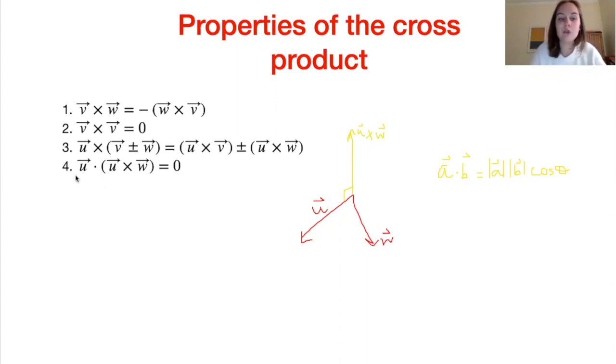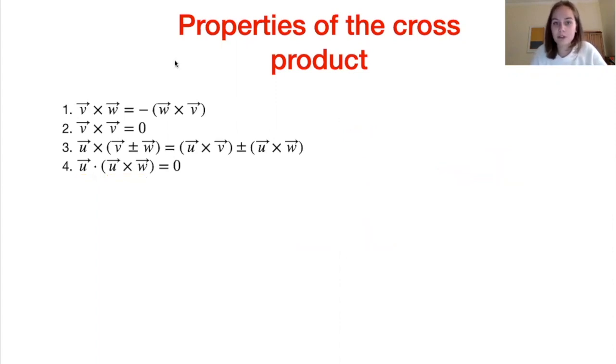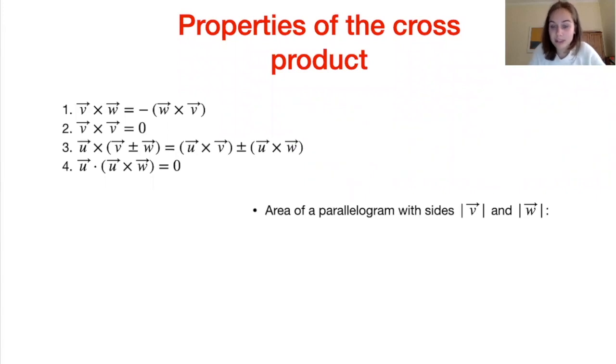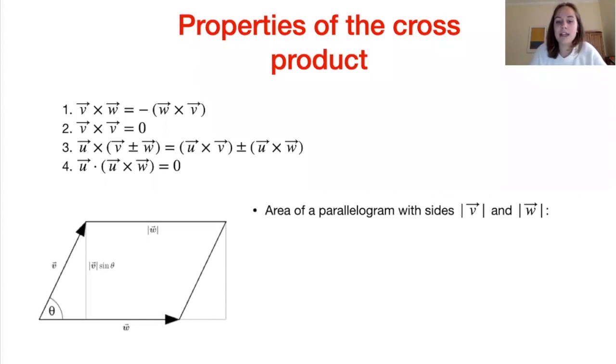So if we take U dotted with U cross W, we see if we represent these vectors in a 3D plane that is going to give us 0. Good. So we had an equation on the previous slide, which I said we're going to pay a little bit more attention to here. And that is the equation of the magnitude of V cross W. If we take the magnitude of V cross W, we know it's equal to the magnitude of V times the magnitude of W times sine of theta.